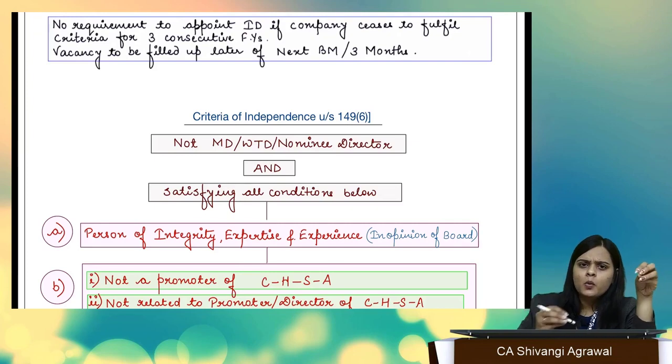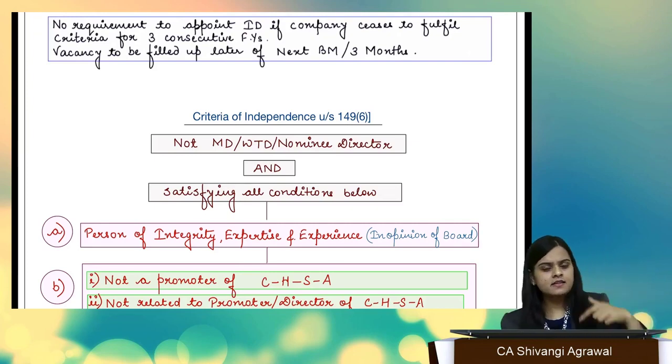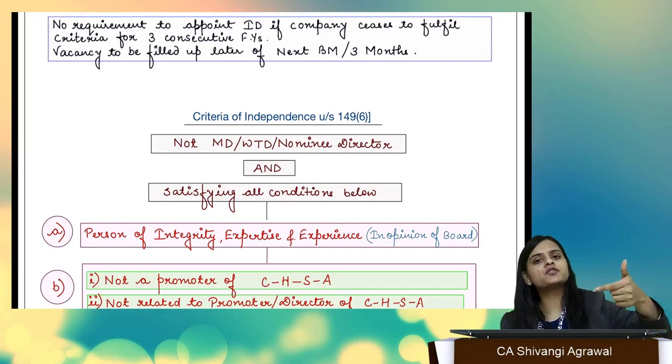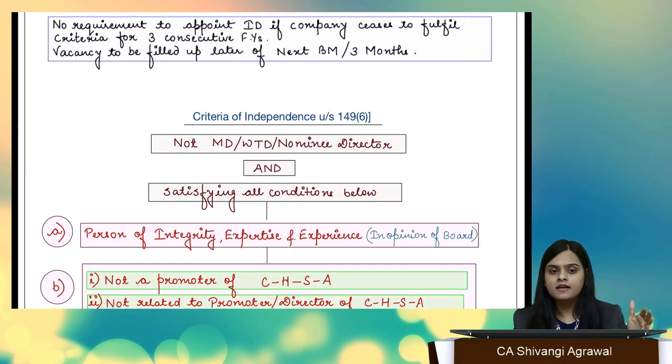Just like the vacancy in the office of woman director is filled by the immediate next board meeting or 3 months, whichever is later, like that here also the intermittent vacancy which is created in the office of independent director has to be filled up by the immediate next board meeting or 3 months, whichever is later.